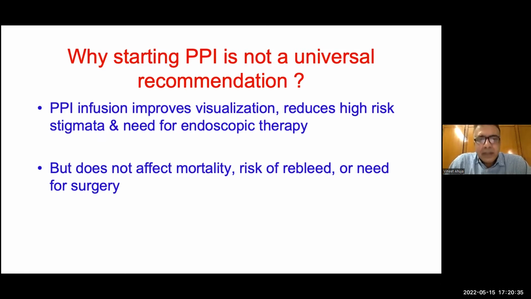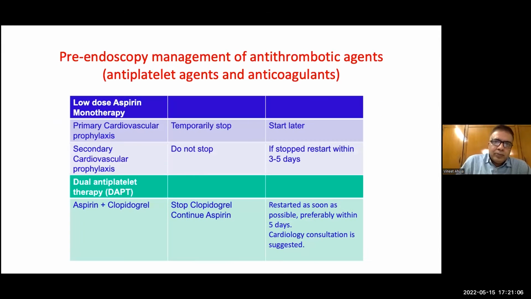Why? The reason being that PPI infusion improves visualization, reduces high-risk stigmata and need for endoscopic therapy. But it does not affect mortality, risk of rebleed, or the need for surgery. So if you are suspecting variceal bleed, there is no need to start proton pump inhibitor therapy. If you are suspecting ulcer bleed, then you should start proton pump inhibitor therapy. But again, that should not influence the timing of your endoscopy.